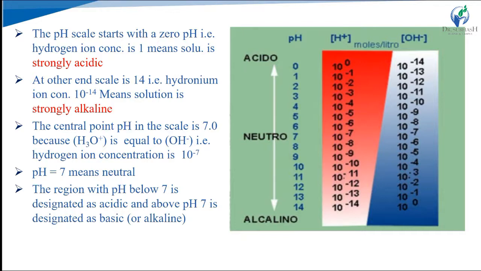So the concentrations of hydrogen ion and hydroxide ion are constant in a stable solution. So the value of either ion can be calculated or quantified if the value of the other is known. It means, suppose the hydrogen ion concentration is 10 raised to minus 9, then OH minus is 10 raised to minus 5.